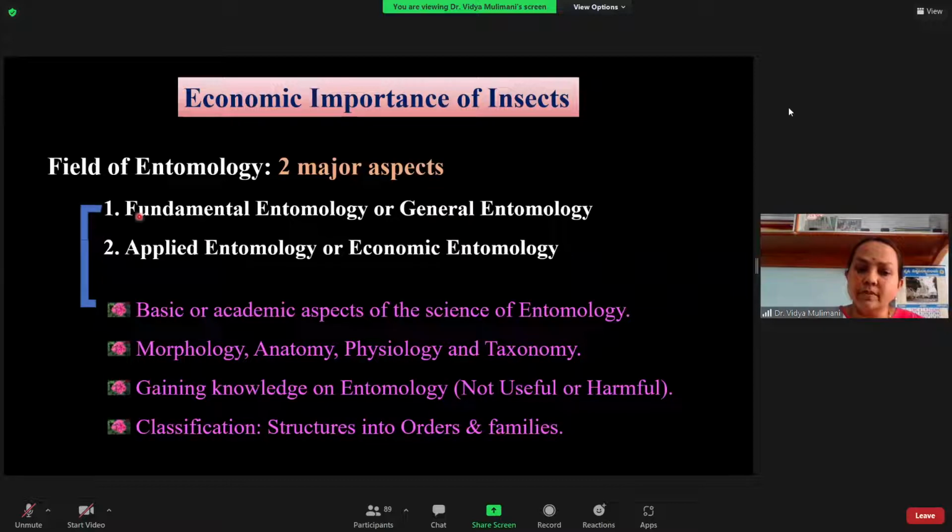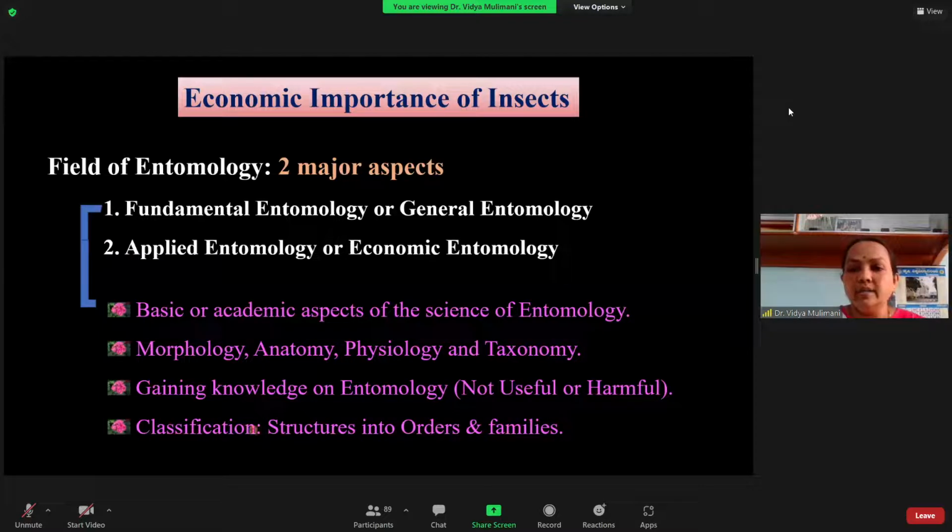So in the first course, you try to understand the basic or the academic part of the science of entomology. That means you understand what an insect is. That is the fundamental part of entomology. You study the morphology, anatomy, physiology, and taxonomy. All this you have already studied in the first course. You also gained knowledge about whether an insect may be useful or a harmful one.